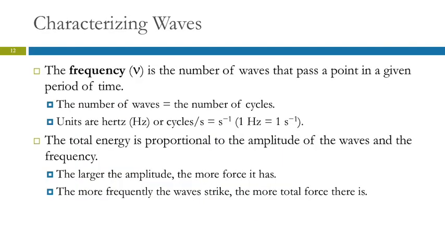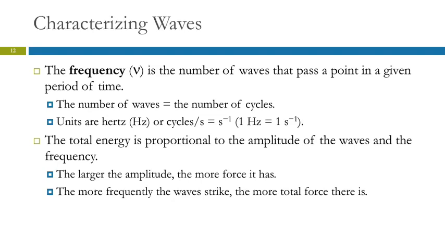We can also look at the frequency. The frequency is given the symbol nu, which looks unfortunately like a lowercase v, but it's got a slight curve there. The frequency is how many waves pass a point in a given period of time, so the number of waves or the number of cycles. The unit of frequency is cycles per second, or just per second, and that's called a hertz. So Hz is a hertz. A hertz is one cycle per second.